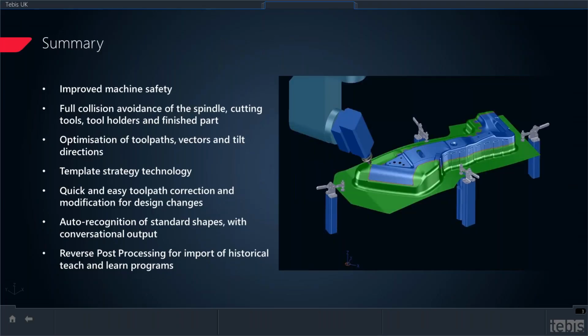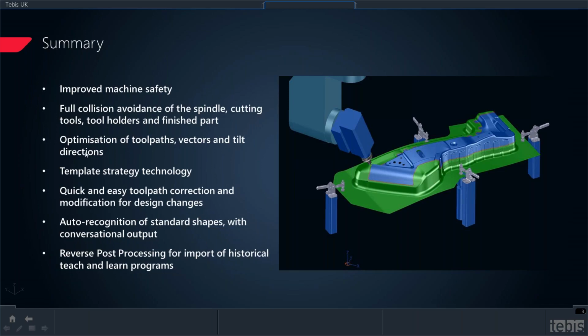So if we go back to our summary. So in summary, we have improved machine safety. By using the virtual machine, we can collision check not just the tool and the holder like most softwares. We can check the tool, the holder, the spindle, all the rotational axes, the component, the fixturing, and also the external parts of the machine as well.